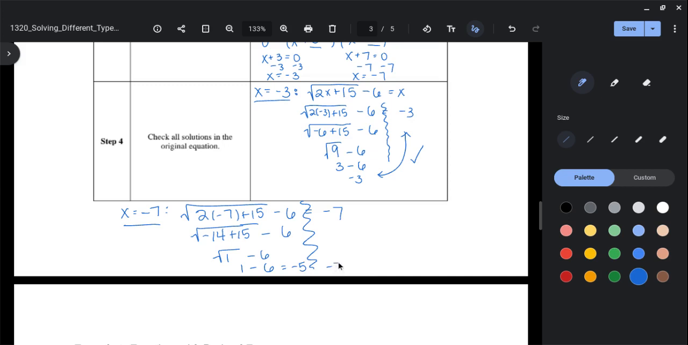But on the right-hand side, we have negative 7. Are these equal? No. So in that case, we get a false statement here. That means that x equals negative 7 is not a solution. So we end up with our solution being x equals negative 3. x equals negative 7 was an extraneous solution. So again, be very careful. Make sure that you do check all your solutions in your original equation when you're solving radical equations. I hope you find this video helpful and wish you luck as you are solving your radical equations.